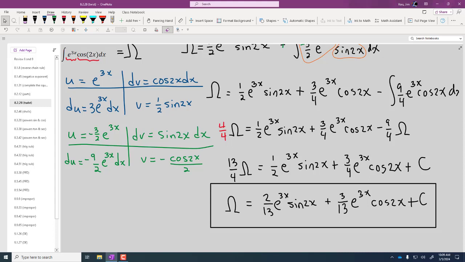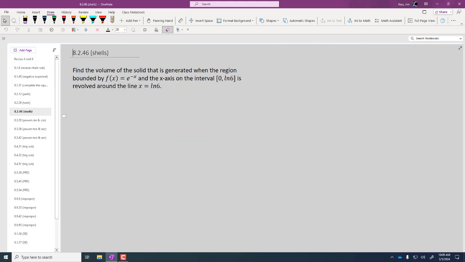All right, let's bounce to shells. So find the volume of the solid that is generated when the region bounded by e to the negative x and the x-axis on that interval is revolved around that line.